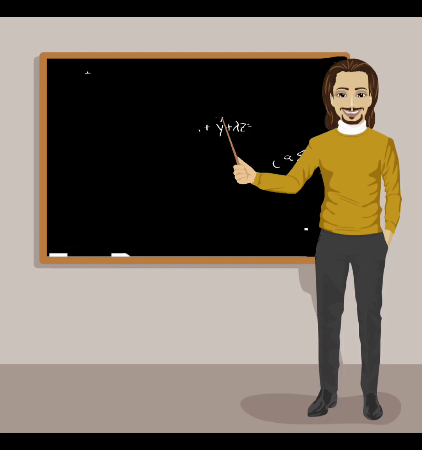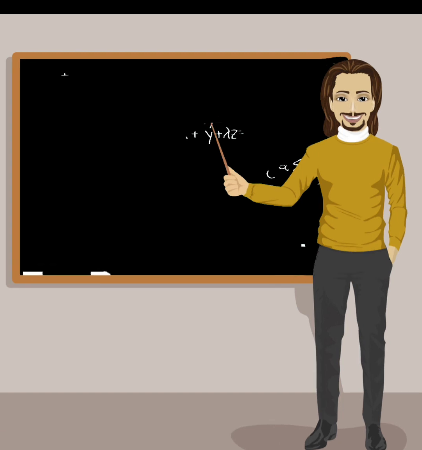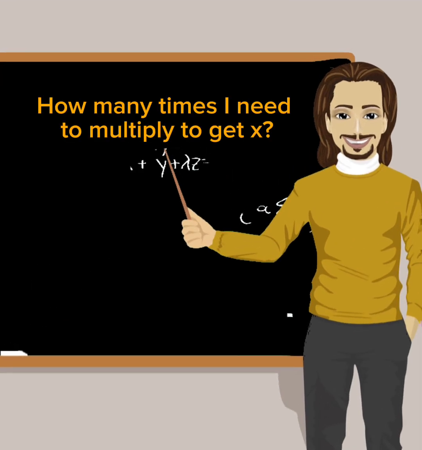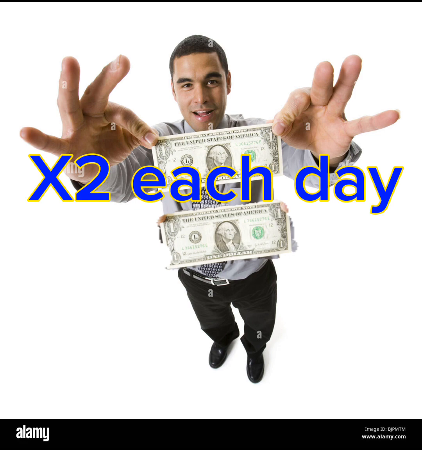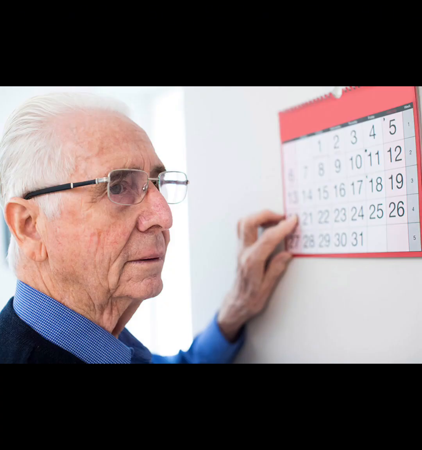In simple terms, logarithms basically ask a question: how many times do I have to multiply until I get this number? And although at first glance it might be frightening, it's very simple. For example, if you had $1 that multiplies by 2 each day, how many days would it take for that dollar to turn into $16?